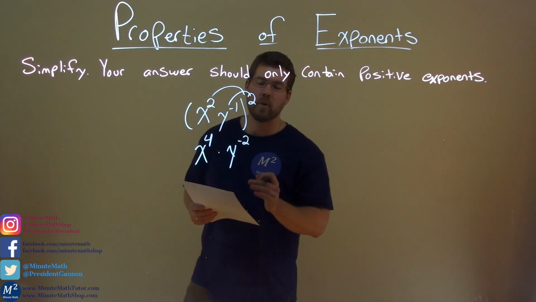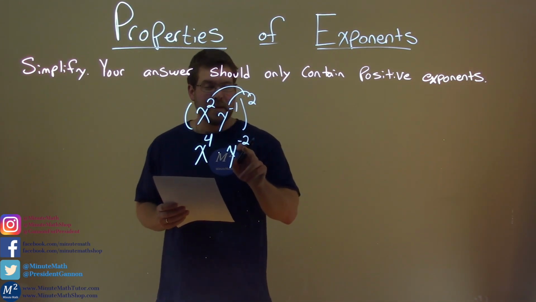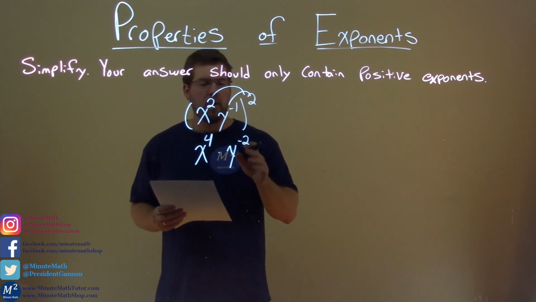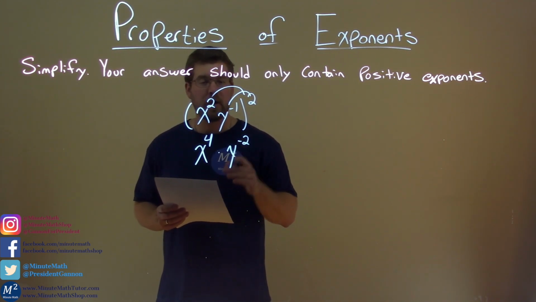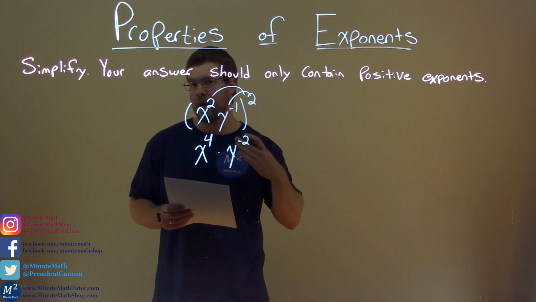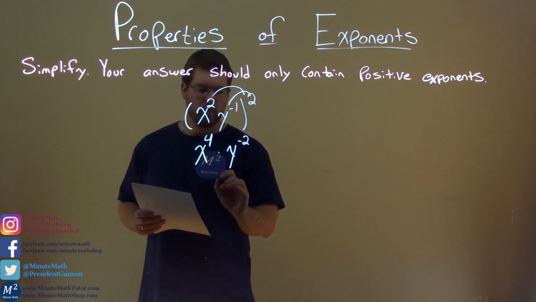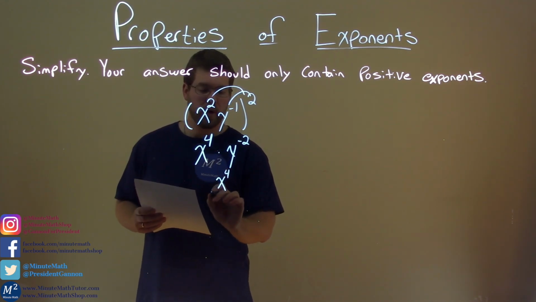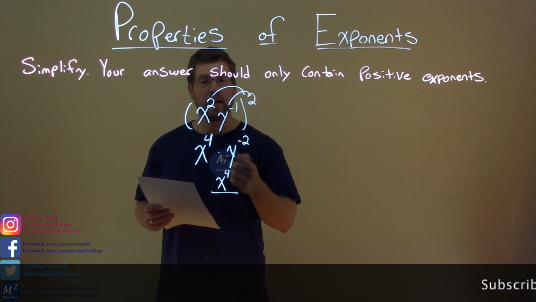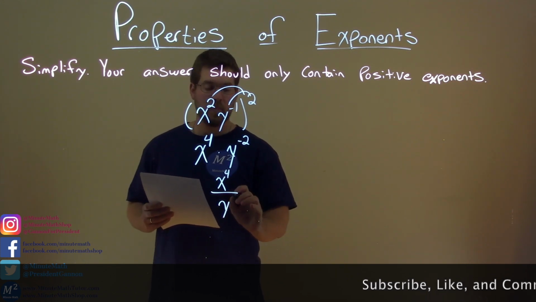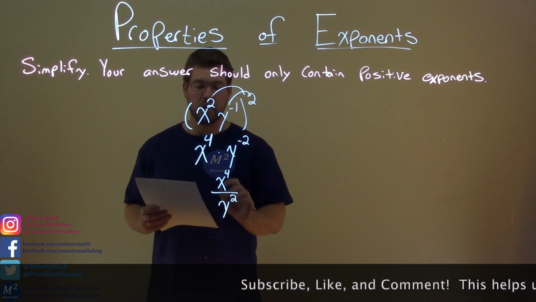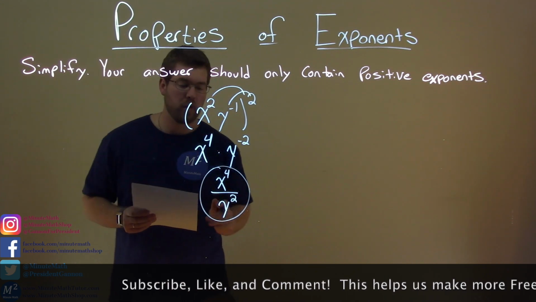But we cannot write our exponents to be negative. So what do we do? Well, we know y to the negative 2 power is the same thing as 1 over y squared. So we keep the x to the 4th in the numerator, and in the denominator, let's bring down the y. It is now to a positive power, and there's our answer. x to the 4th over y squared.